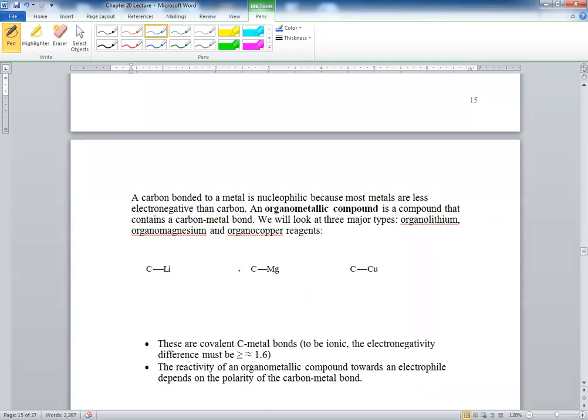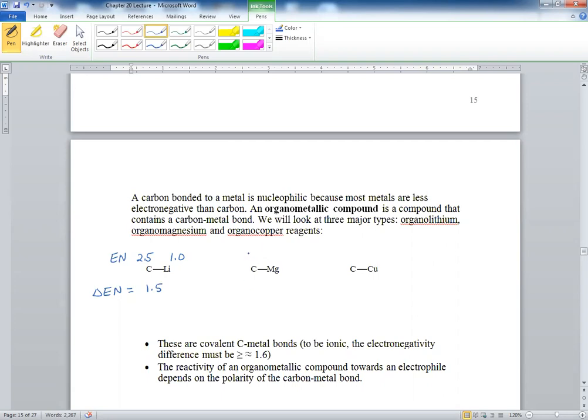So we look at three major types: organolithium, organomagnesium, and organocopper. So lithium, magnesium, and copper. Let's look at the electronegativity. Once again, carbon is still 2.5 as the electronegativity. But if you look up lithium, it's a 1.0. That gives us a difference, delta EN, of 1.5. So 2.5 minus 1 is a 1.5.